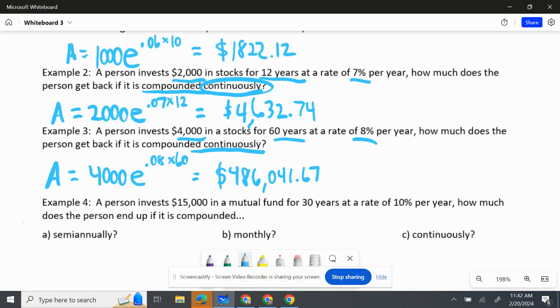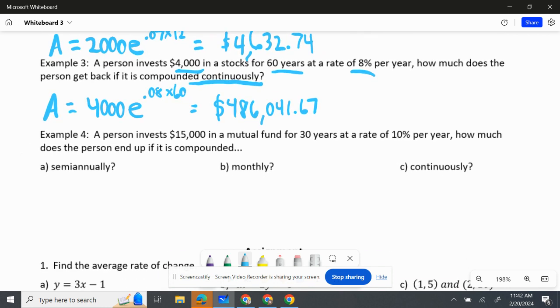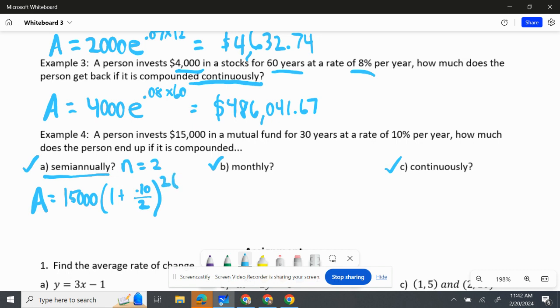Now, looking at example 4, this is similar to what we looked at last time. We have semi-annually, we have monthly, and we have continuously. Last time we talked about semi-annually, meaning that it happens twice per year. So we're going back to our old formula, which is A equals, we have our initial amount, which is 15,000. We have 1 plus, our rate is 10% over 2, raised to the 2 times 30 years. And that right there gives us $280,187.79.